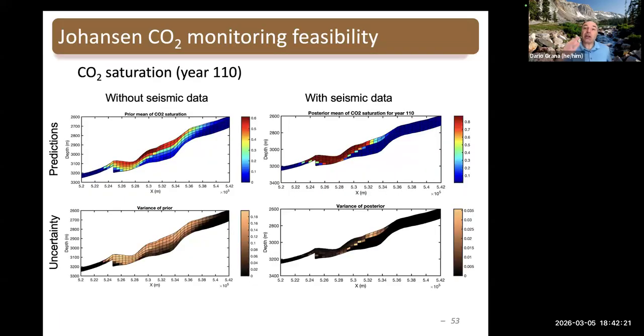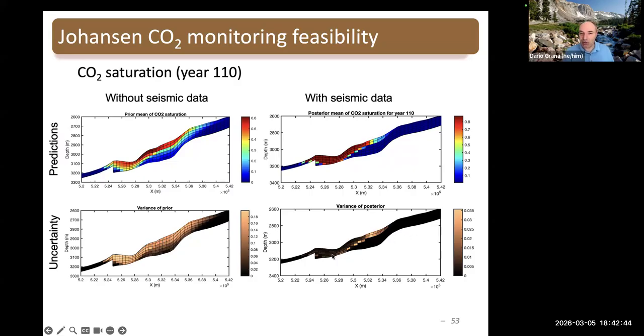So here, the goal was to show the value of the seismic data. So here we did the inversion without seismic data and here with seismic data. So this is the prediction of the CO2 plume and this is the uncertainty, which is the variance. And then here we have the prediction after 110 years and this is the posterior uncertainty. So you can see that the CO2 plume is much more defined and the uncertainty is much smaller.